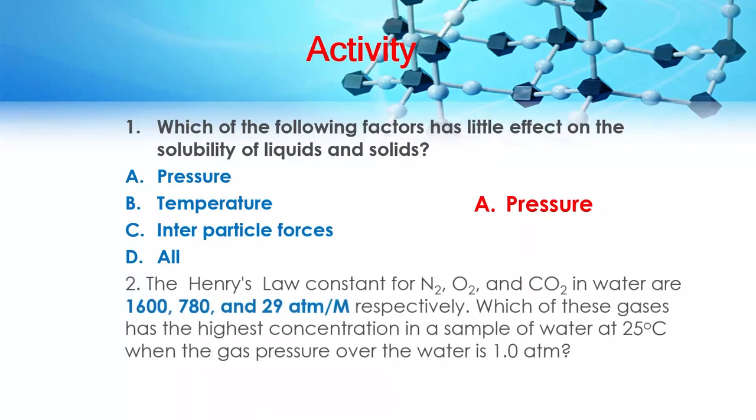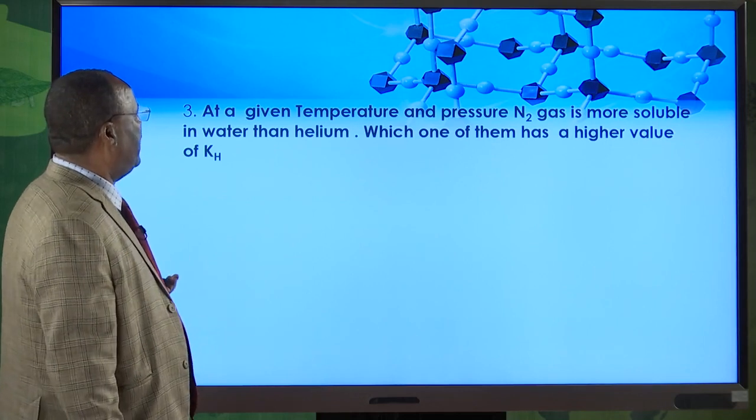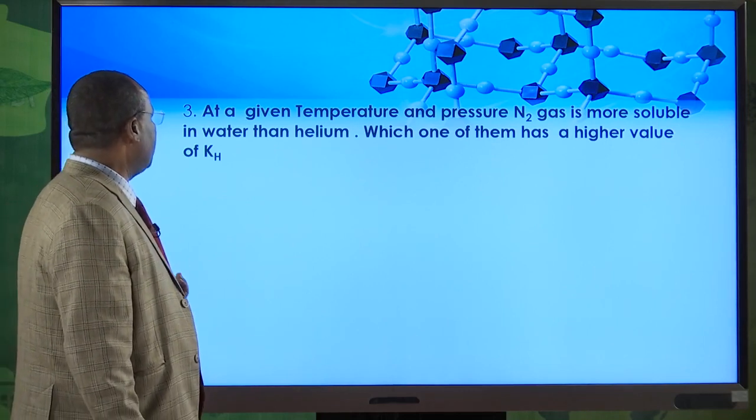The Henry's law constants for nitrogen, oxygen, carbon dioxide, and helium in water are 1,600, 700, 29, and 380 atmosphere per molar, respectively. Which of these gases has the highest concentration in a sample of water at 25 degrees when the gas pressure over the water is 1 atmosphere? It is carbon dioxide.